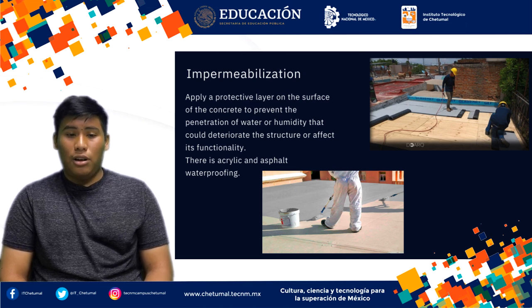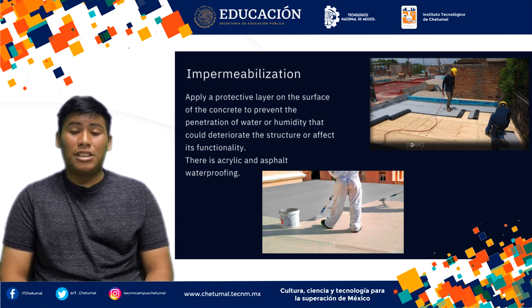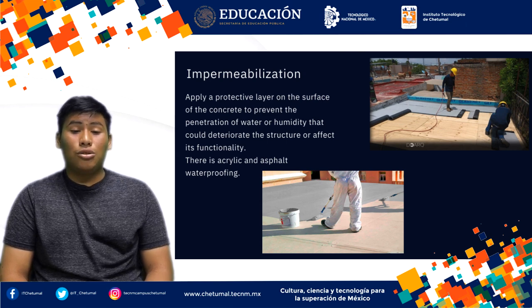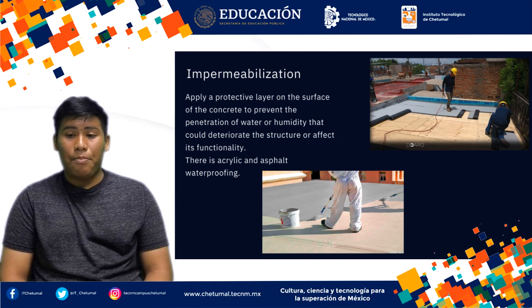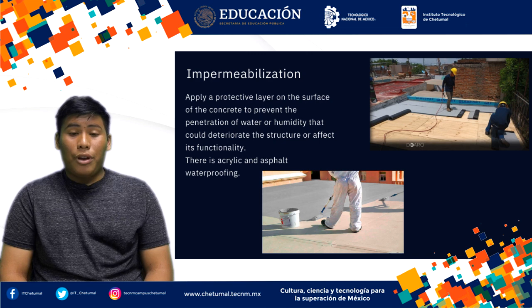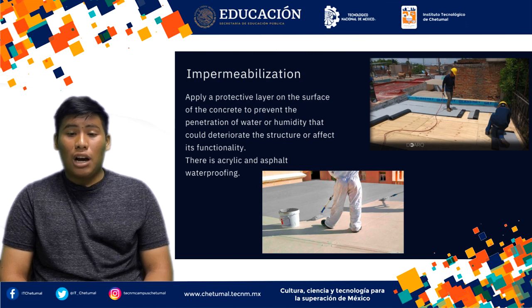What is waterproofing? Waterproofing is the application of special materials on exposed surfaces, such as roofs, terraces, or walls, to prevent water leaks that can weaken the structure over time. The types of waterproofing: we have acrylic waterproofing, which is the most common and applied as paint on ceilings. They have high flexibility and are easy to apply.